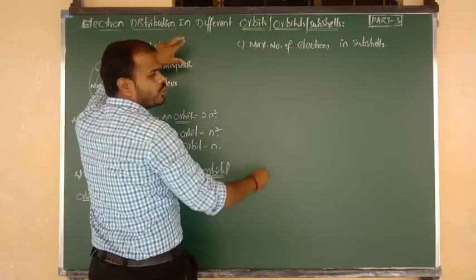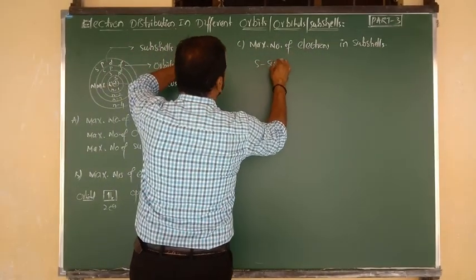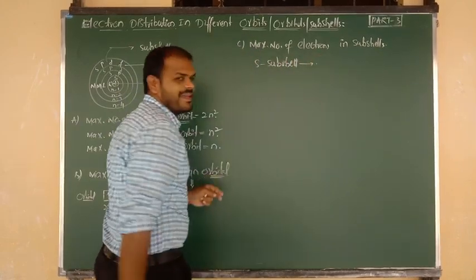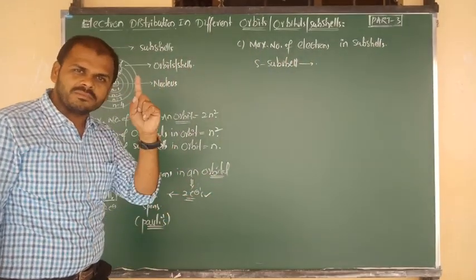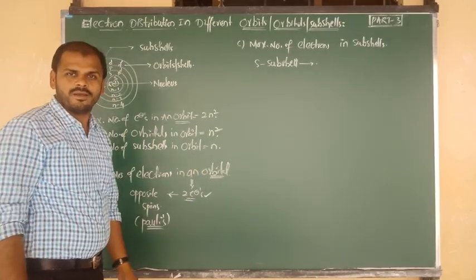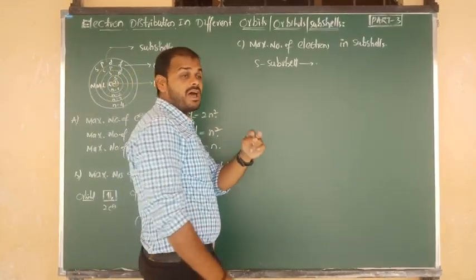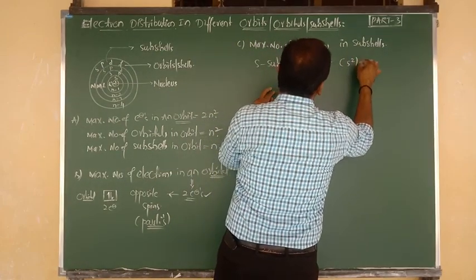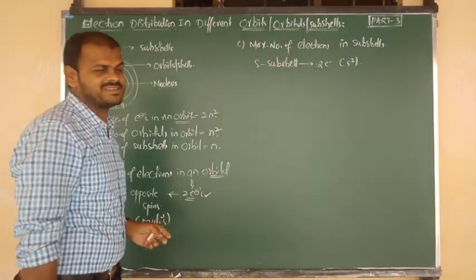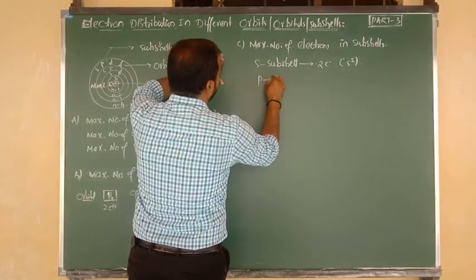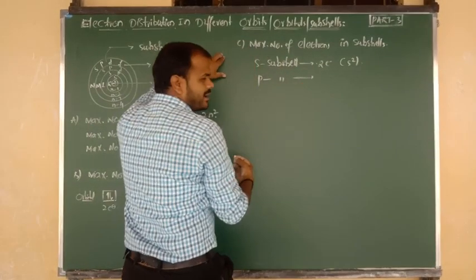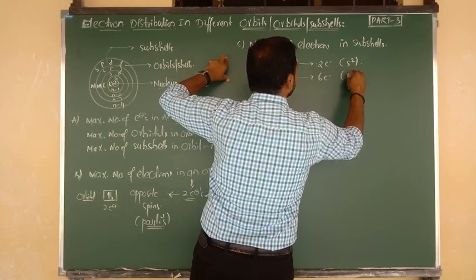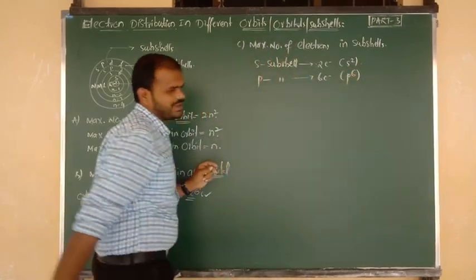So first of all, I am going to consider the S subshell. The S subshell contains only one orbital. In that one orbital, how many electrons can exist? Only 2 electrons. So S contains a maximum of 2 electrons. And one more is the P subshell. The P subshell contains a maximum of 6 electrons, so we say P6 configuration.